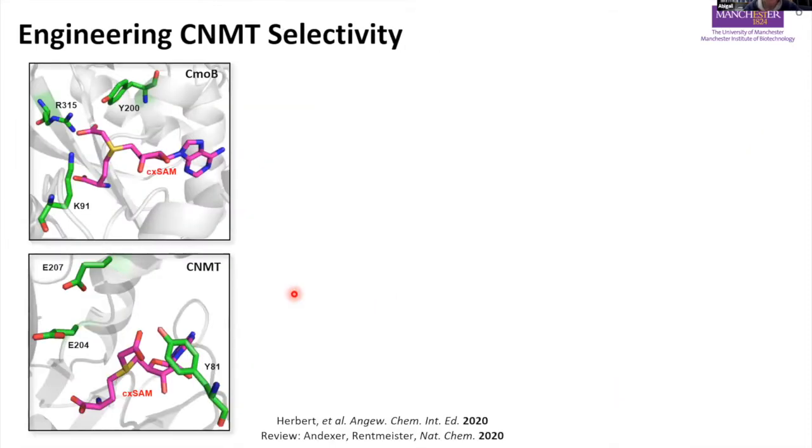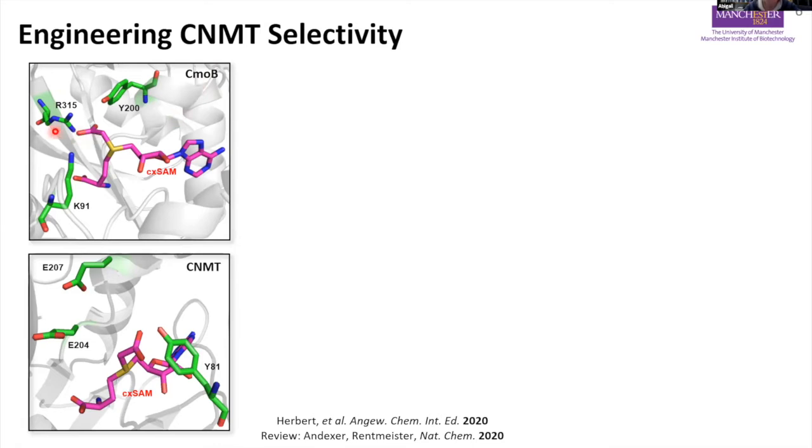So in order to do this, as I said earlier, we looked towards rational structure-guided mutagenesis. We looked at the active site of CNMT and compared it to the active site of our carboxy-SAM methyltransferase, CMOB. This enzyme has naturally evolved to have a 500-fold increased affinity for carboxy-SAM over SAM. And looking at the active site, you can see why.